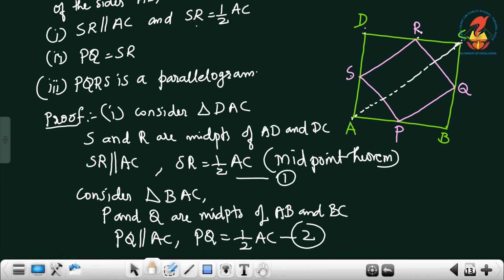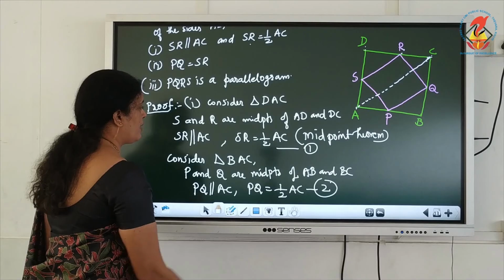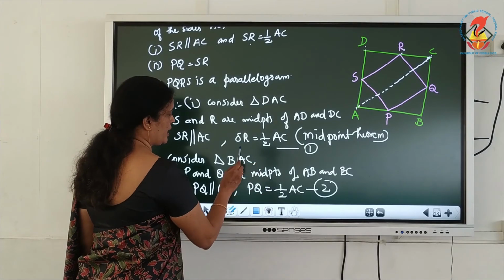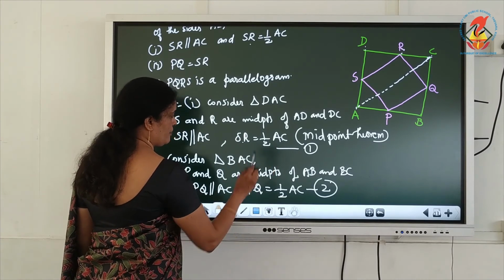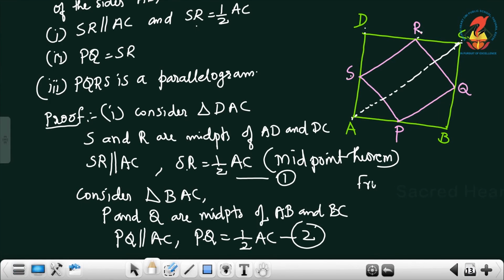Second one. From 1 and 2, we can write SR equal to half AC, PQ equal to half AC. From 1 and 2, we can write PQ equal to SR.